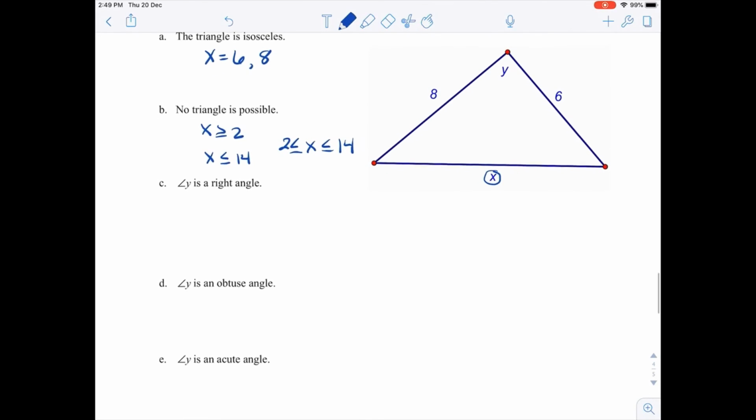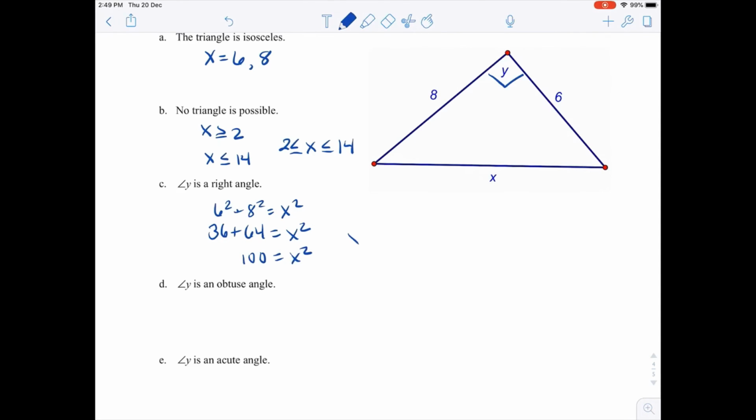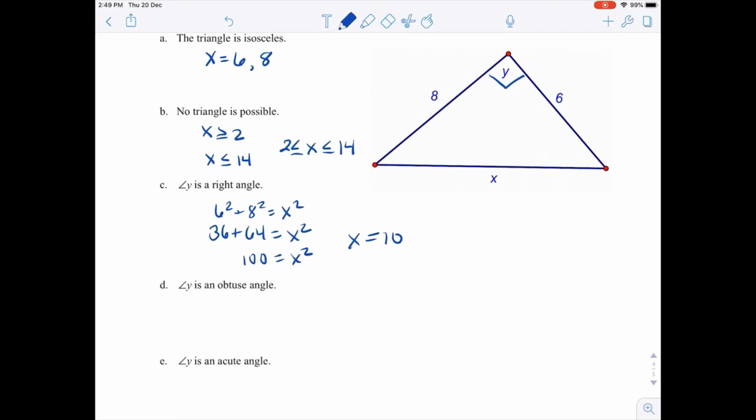For part C, y is a right angle. Well, if y is a right angle, here we go, then this is a right triangle. And if this is a right triangle, x is the hypotenuse. And so I notice my legs are 6 and 8. Again, this is a Pythagorean triple, a 3, 4, 5 multiplied by 2. So I know x is 10. But if you don't recognize the Pythagorean triple, you can use the Pythagorean theorem. So you get 36 plus 64 equals x squared. 100 equals x squared. So x is 10.